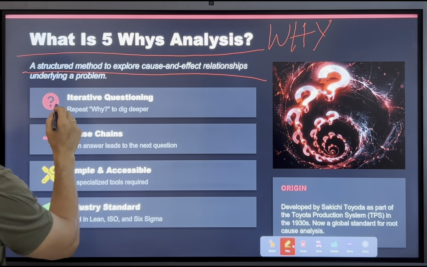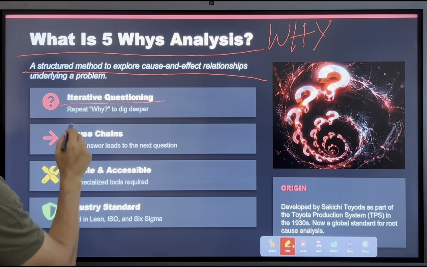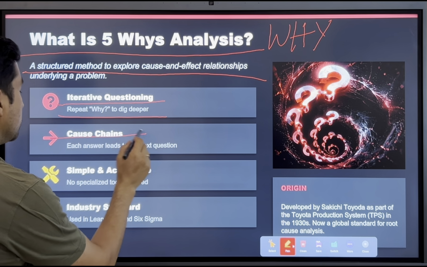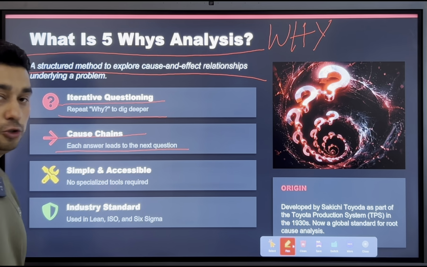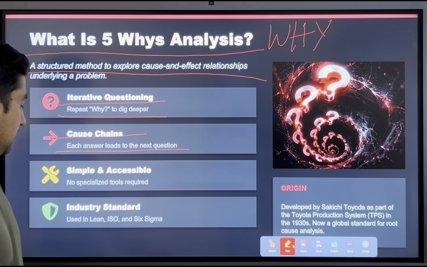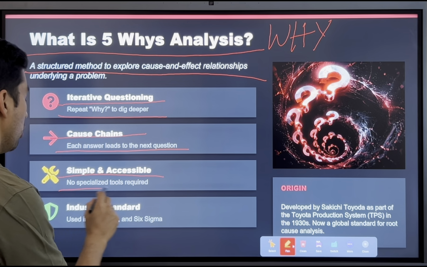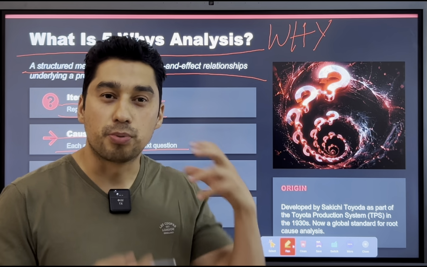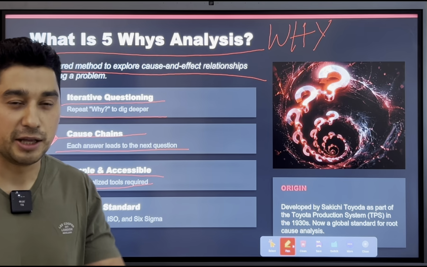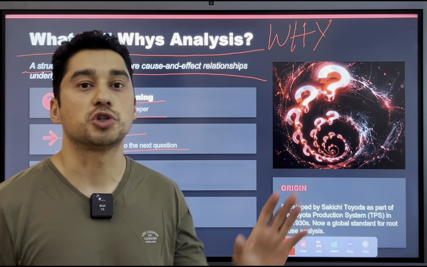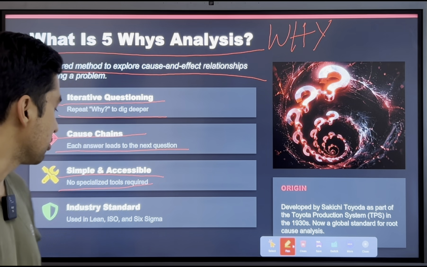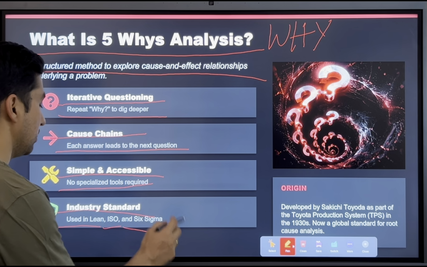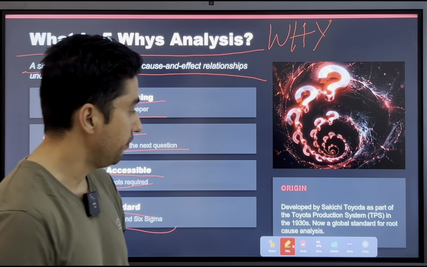Okay, so in iterative questioning, repeat why to dig deeper and deeper. Because each answer will lead you to the next question. Simple and accessible, no specialized tool required. You don't need any special tools or very broad knowledge about the investigation. Simple, you have to ask the questions and keep asking the questions sequence-wise. It's an industry standard used in Lean Six Sigma, ISO and other industries as well.